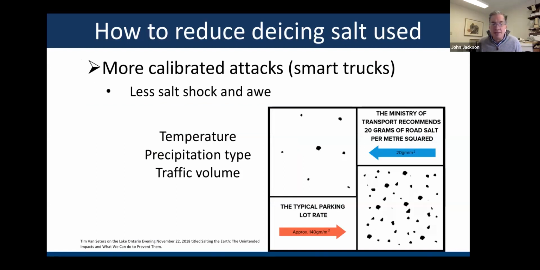Around here, the state has the best trucks, where they're measuring road temperature, air temperature, the type of precipitation, volume, traffic. They have satellite information coming in. But the key, and this is out of Toronto, is that you want to apply this much based on what's recommended, versus this much, which is what it may take to make it appear like, oh yeah, I've done enough. That's 140 grams per meter squared versus 27 times the salt that was required.